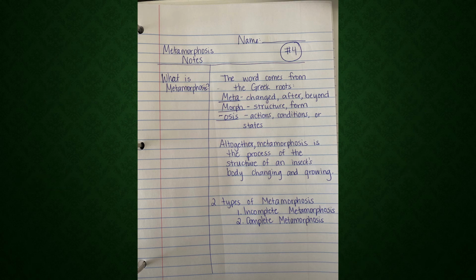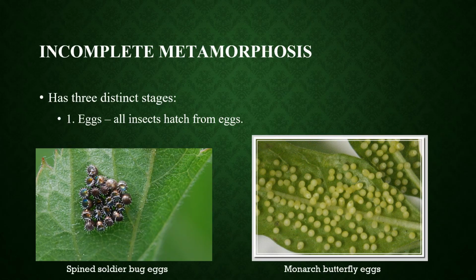So if you're handwriting your notes, here's where you should be right now. All we've added so far is this bottom down here. Two types of metamorphosis, incomplete and complete. Incomplete metamorphosis. We're going to talk a little bit more in depth about each one.